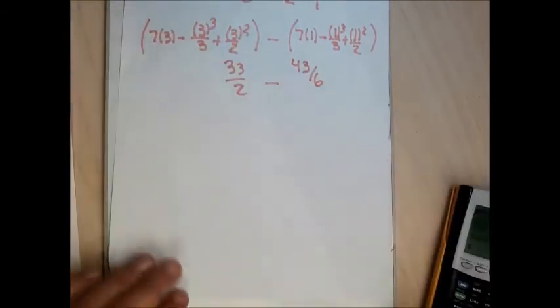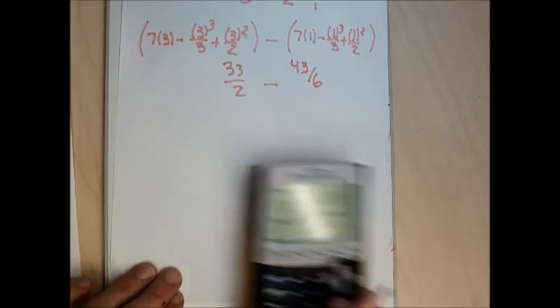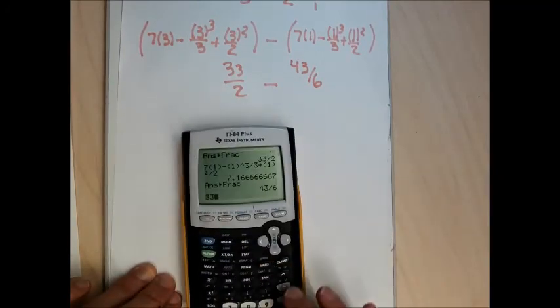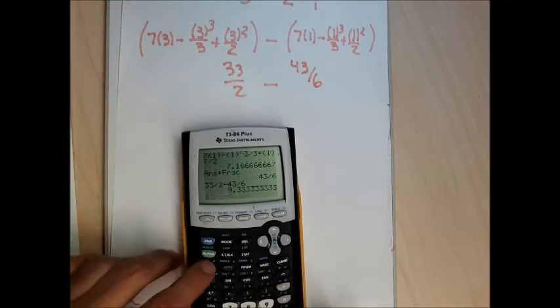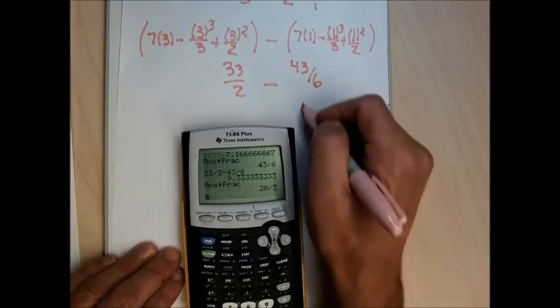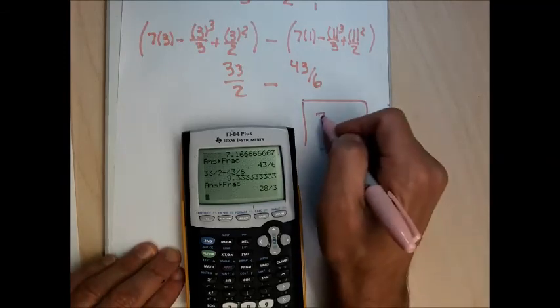Almost have my shaded area. I just need to subtract those two. My shaded area is going to be 33 divided by 2 minus 43 divided by 6. Math, enter, enter, and I believe the answer is 28 over 3.